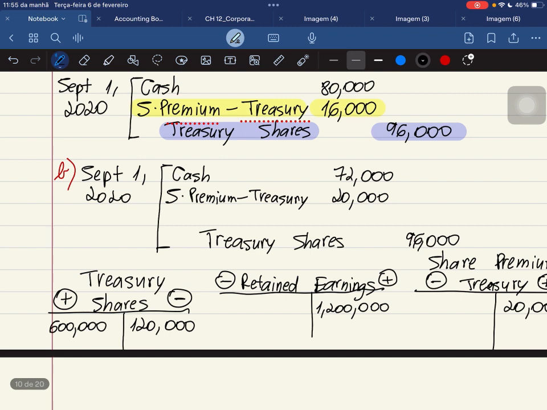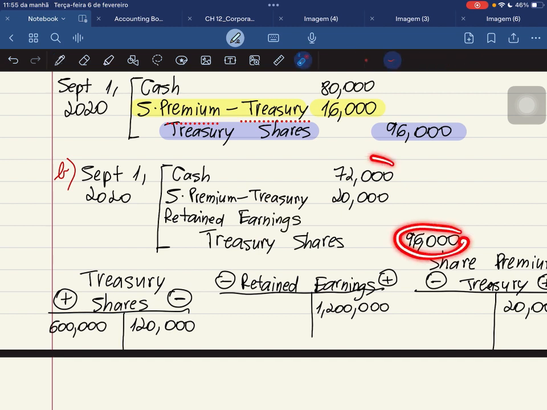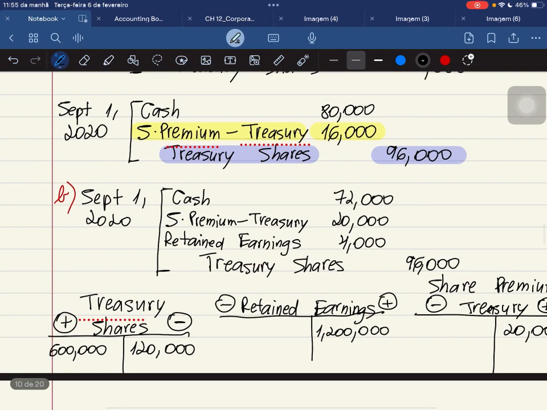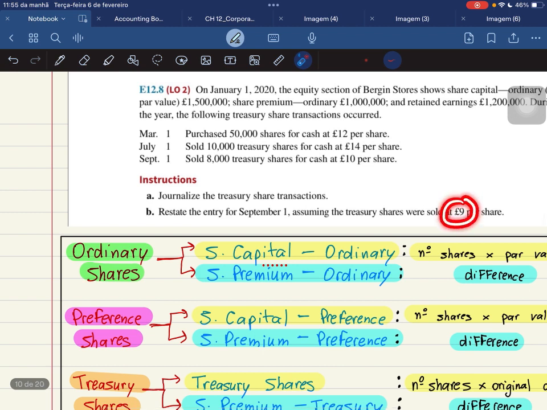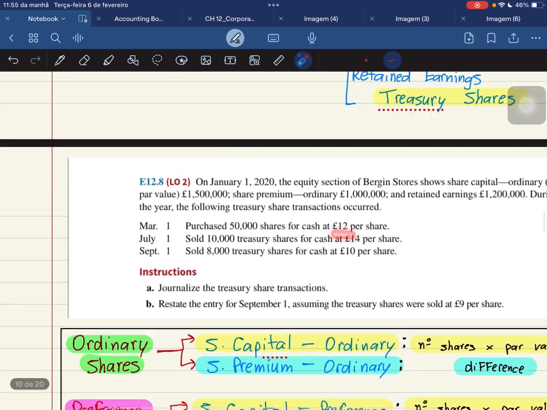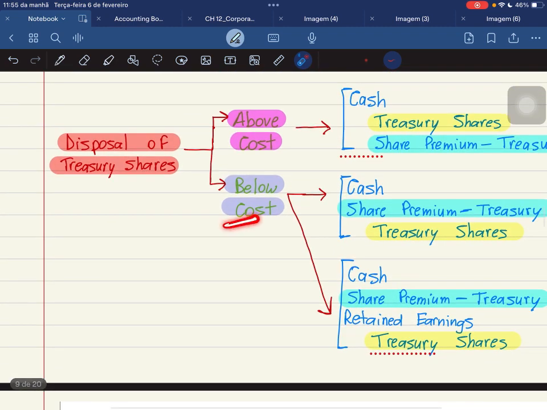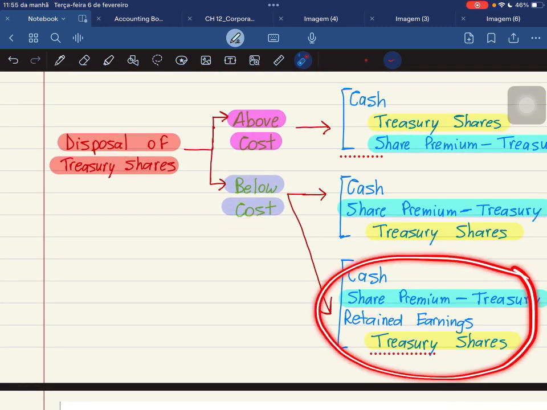So we are also going to debit that retained earnings, the difference between the credit and the debit side. In this case, since we just debited 20,000, we are missing that extra 4,000, okay? And now let's check our cheat sheet. For this one, we sold it for 9, which means that we disposed that treasury share below the cost. Below cost, and we have that entry over here.